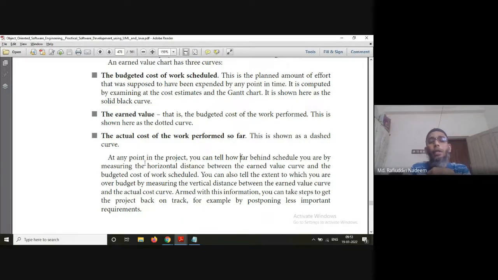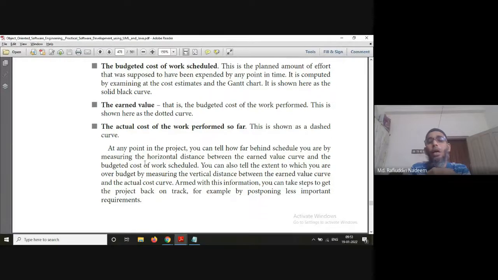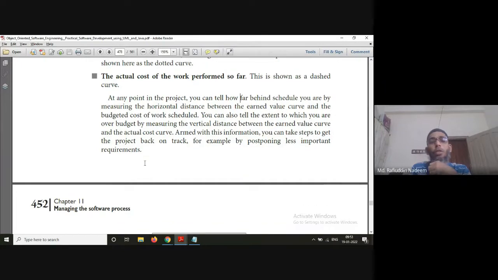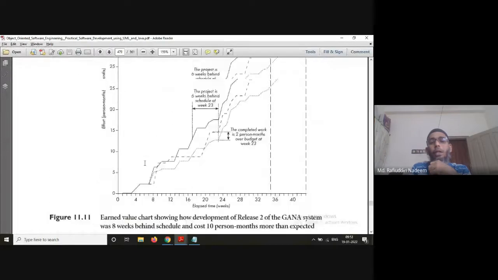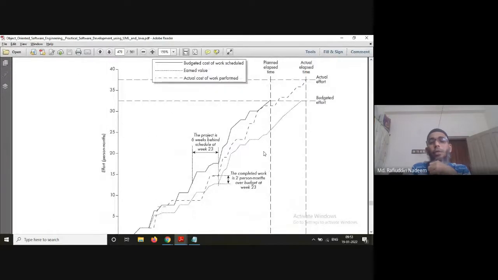At any point in the project, you can tell how far behind schedule you are by measuring the horizontal distance between the earned value curve and the budgeted cost of the work schedule. The horizontal difference shows how much time you are behind the current work schedule. The project is 6 weeks behind schedule at week 23. See here, at week 23, it is 6 weeks behind.